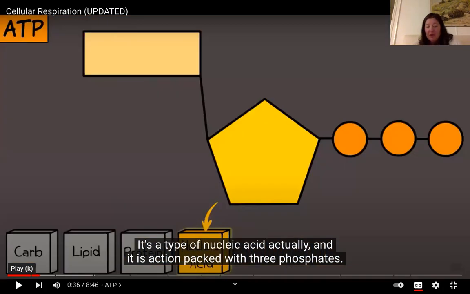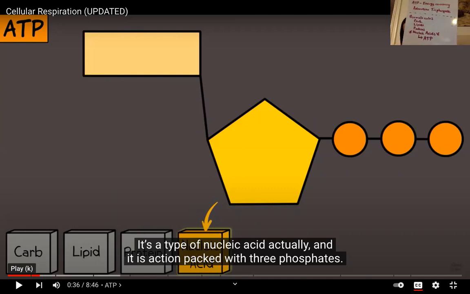Okay, we learned about nucleic acids back when we talked about biomolecules. So we're going to write a little reminder here that our biomolecules were carbohydrates, lipids, proteins, and nucleic acids. And I'm going to put a big star by nucleic acids. And this is what this is, ATP. It is a nucleic acid.